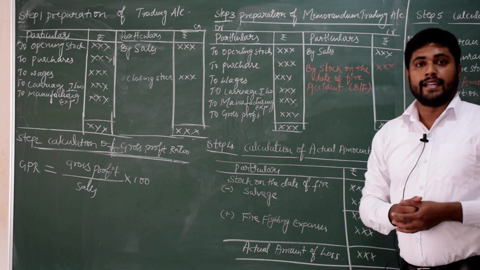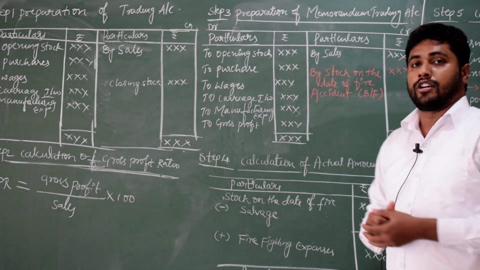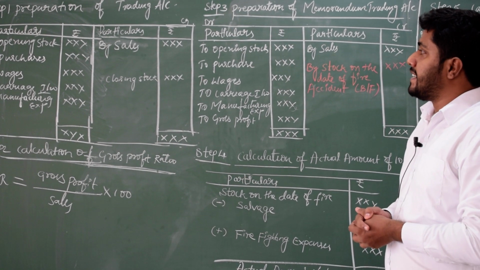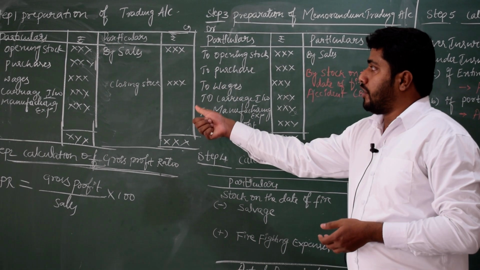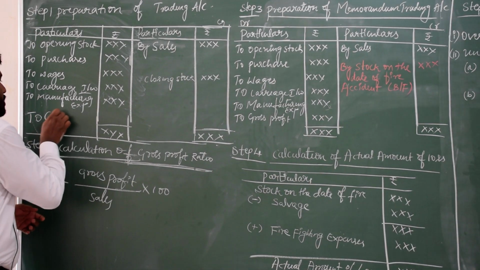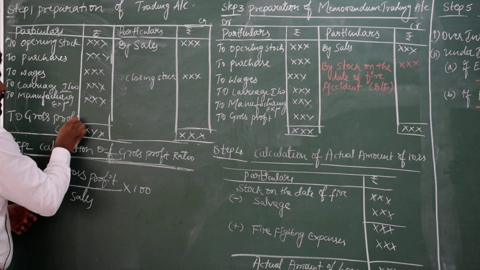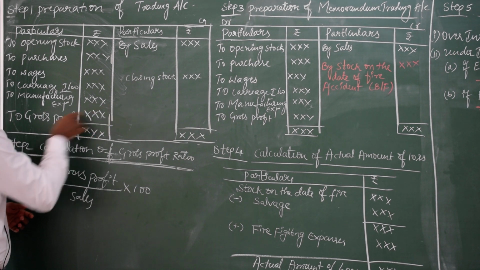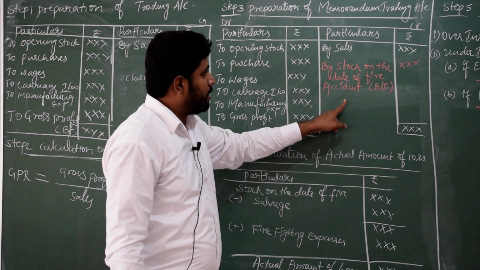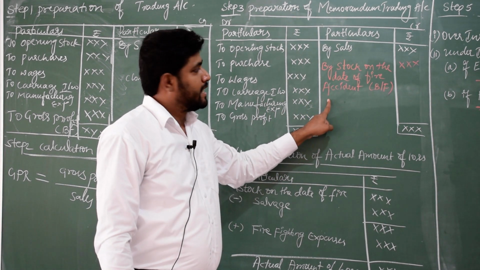Next, the step number 3 is the preparation of memorandum trading account. And this memorandum trading account is similar to trading account, but the only difference is, in trading account we are going to find out the gross profit. Here we are going to find out stock. Gross profit will be the balancing figure in trading account, but in memorandum trading account the balancing figure will be stock on the date of fire accident, or it is also called closing stock.